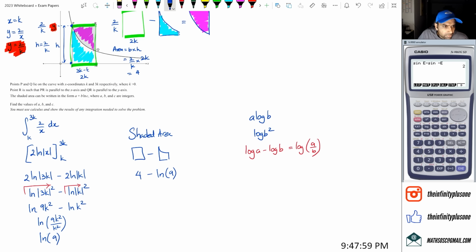But it's asking for, this is one of those tricky questions, but it actually shows right here. The shaded region can be written as a plus b ln c, find a, b, c. So we've got to actually find a, b, c, because that's a plus b ln of c. So a is equal to 4, b is equal to -1, and c is equal to 9.